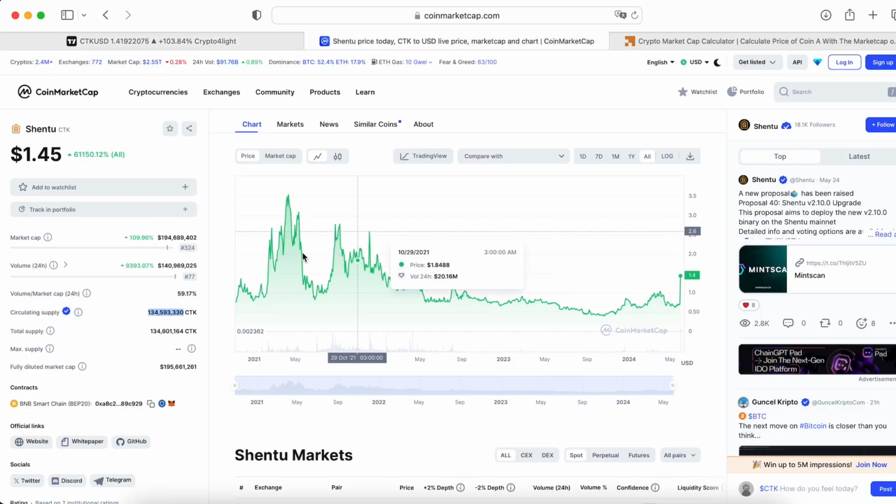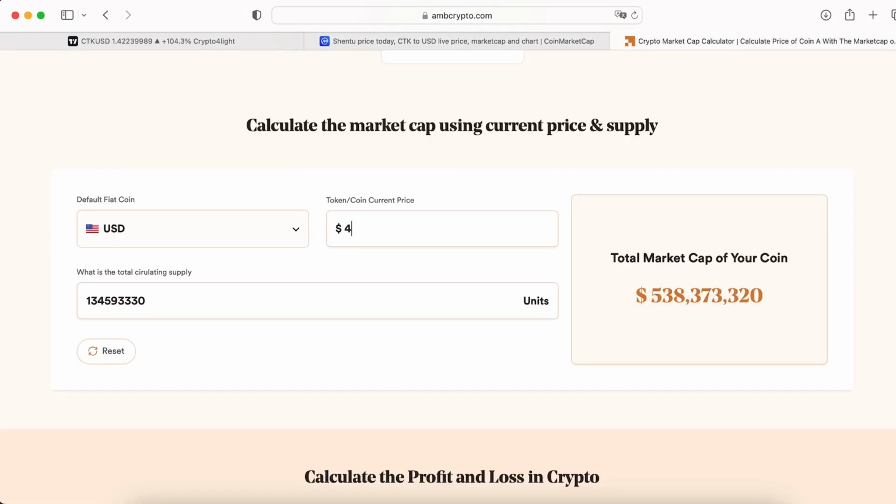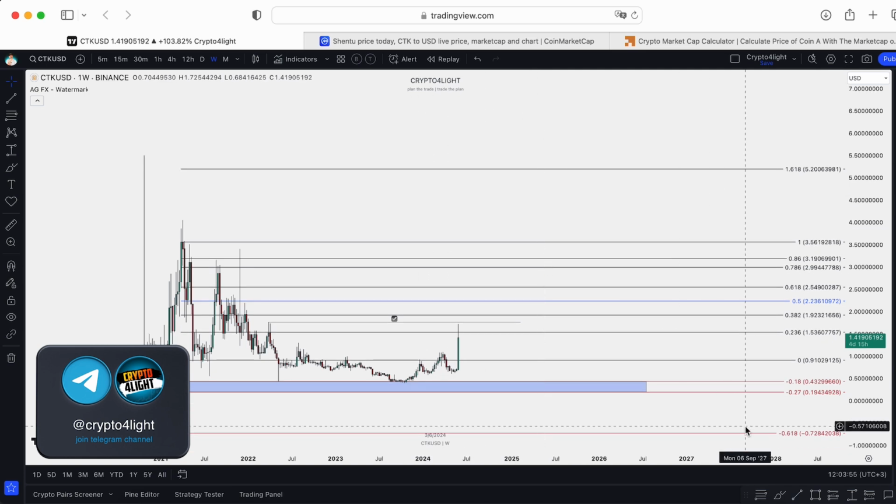Let's take a look at the data. 134 million coins in circulating supply. Price now, based on CoinMarketCap, $1.43. Market cap less than 200 million. The highest point of the market cap was basically today. Let's take a look. To hit $4, we have to reach like 538 million market cap. Basically, it's possible. That's why on this FIB, the next steps are relevant.